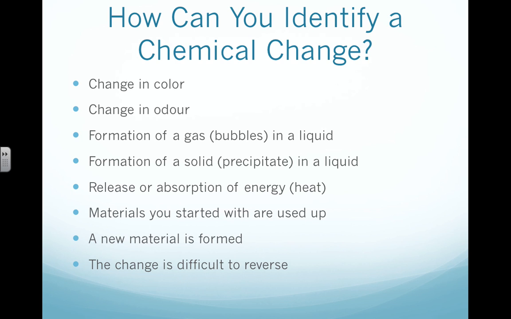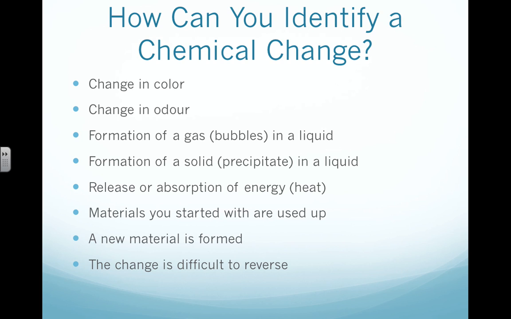Okay, change in odor. Has a change in odor occurred? Is it giving off a foul smell, or maybe a pleasant smell, but is it giving off a different smell than it was at the beginning? Formation of gas. So this right here is a good sign. Is it bubbling in a liquid? Well, that can symbolize that a gas is forming in that liquid. That's what those bubbles are. Formation of a solid, now a precipitate in the liquid. Is a solid forming in the liquid, this precipitate?